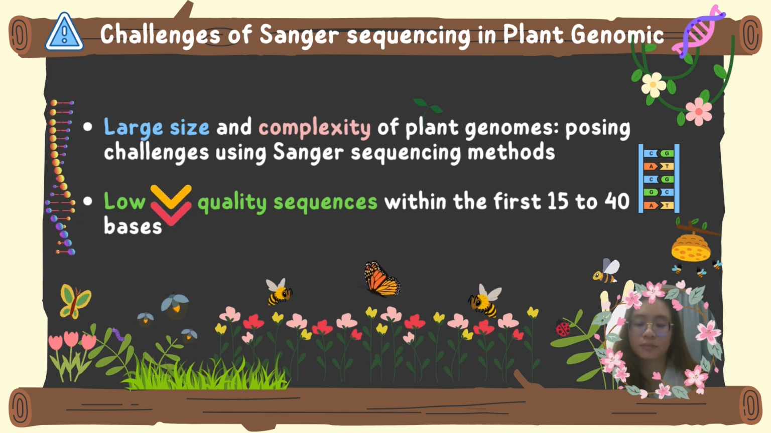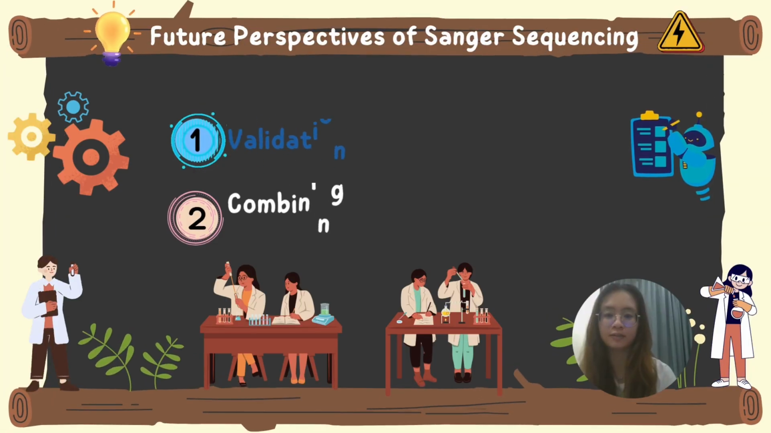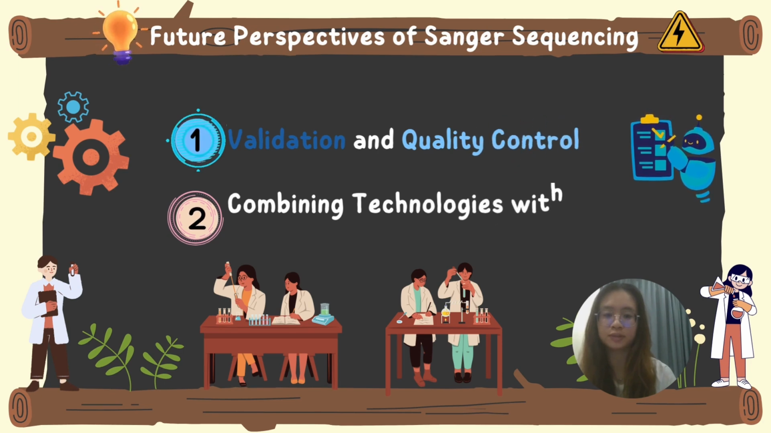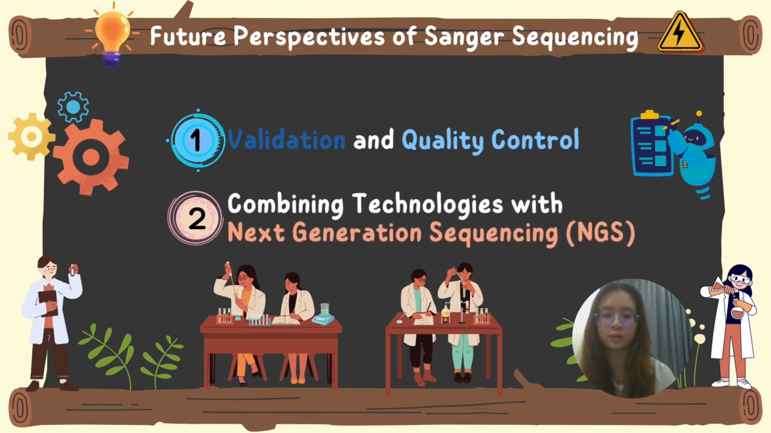Next, there are low quality sequences within the first 15 to 40 bases due to primer binding. This makes it harder to ensure that primers are binding correctly and generating high quality sequence from the start in the plant genome.